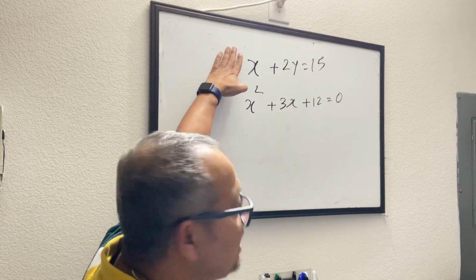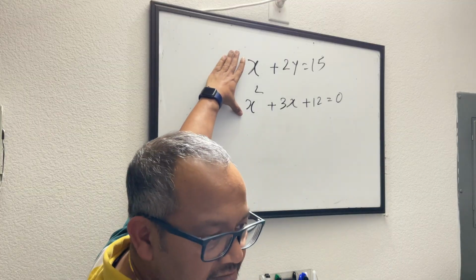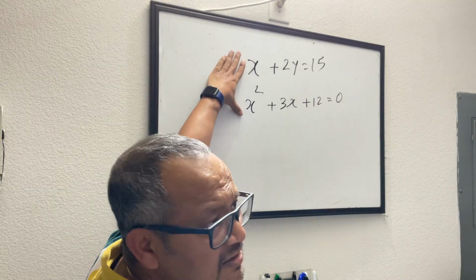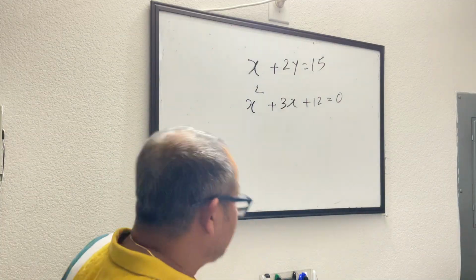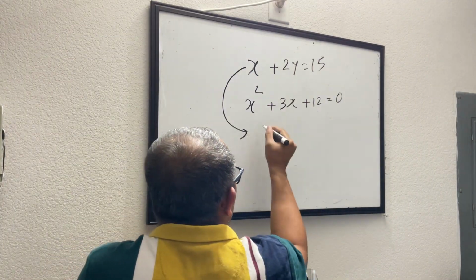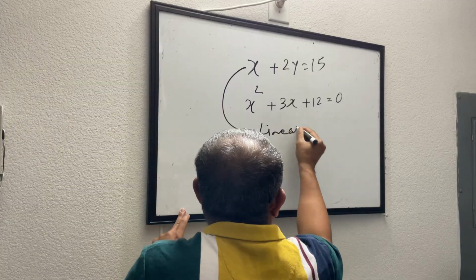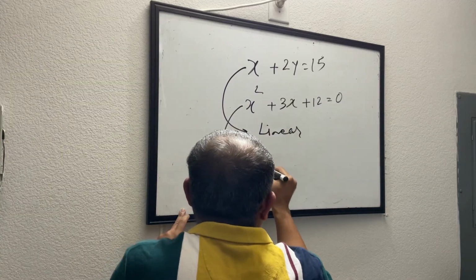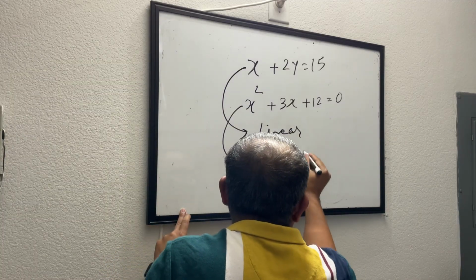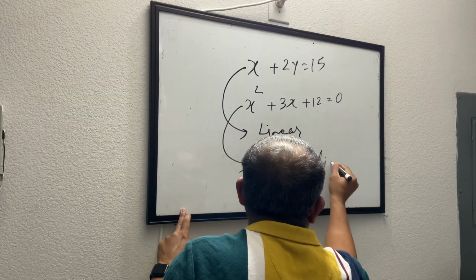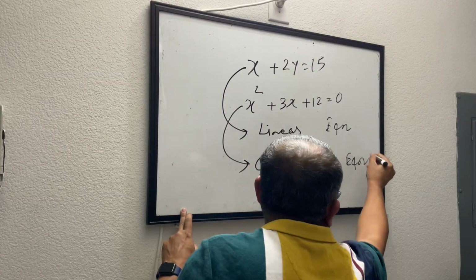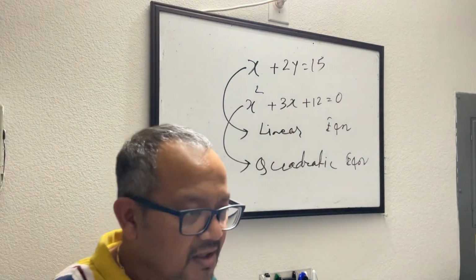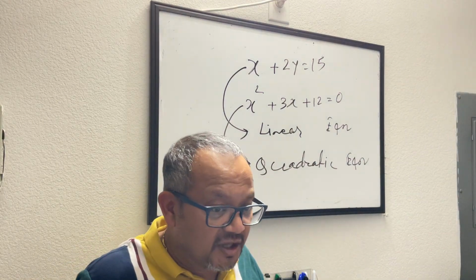Yes and no. The second one is a quadratic equation, agree? This one, I'll not say y-intercept, this is a linear equation. So that's the difference. This one is a linear equation and this one is a quadratic equation. Quadratic equation. Okay, I've just given a name, okay?